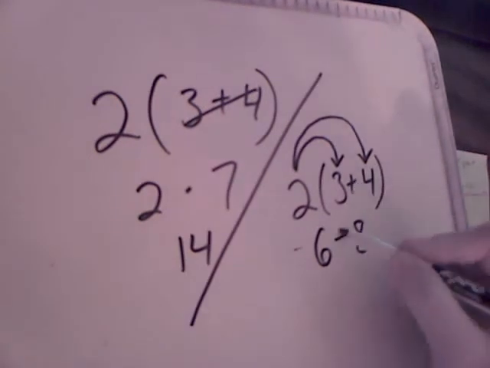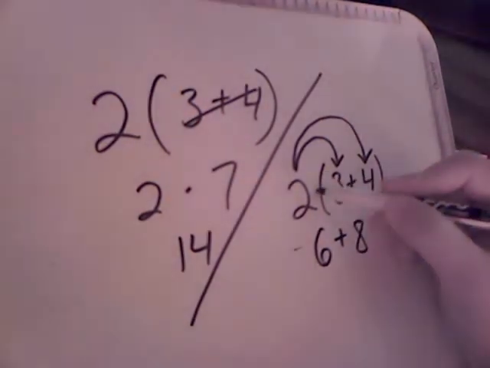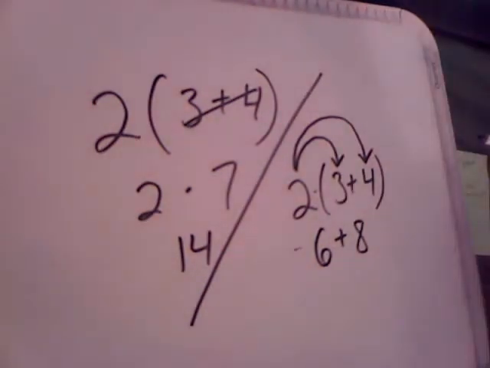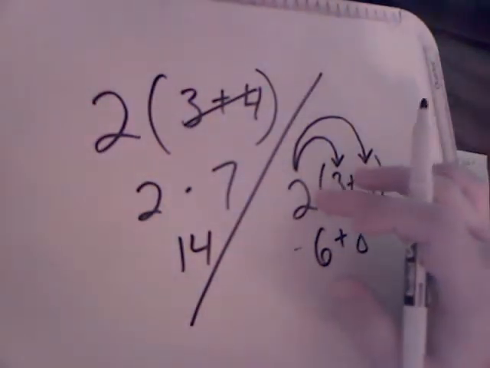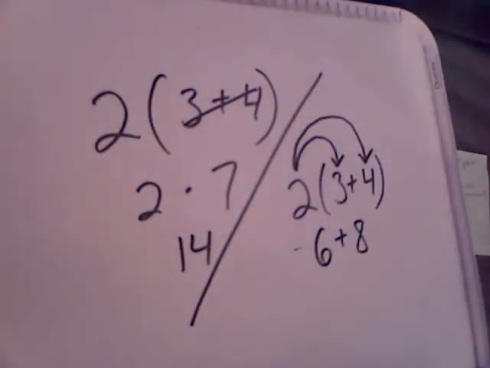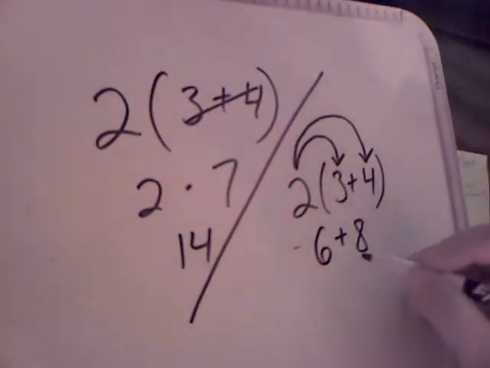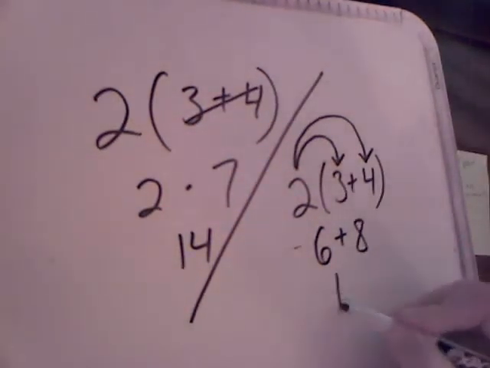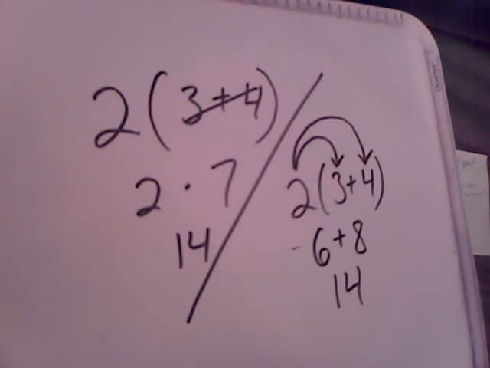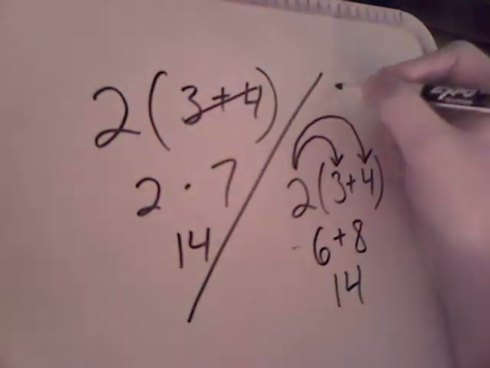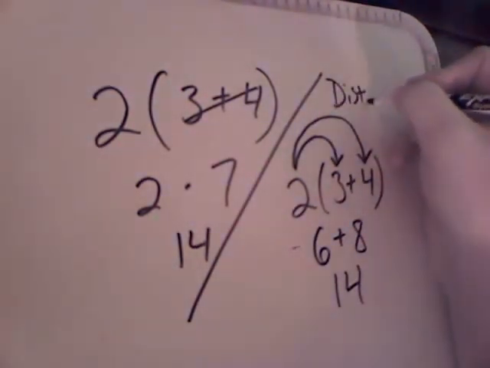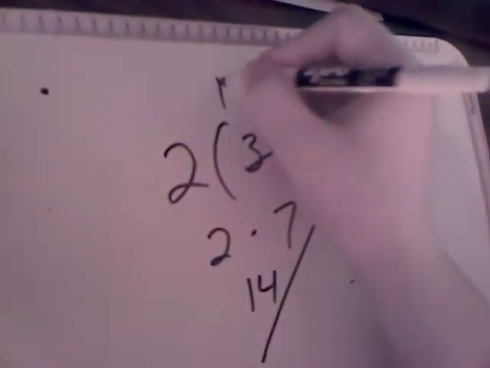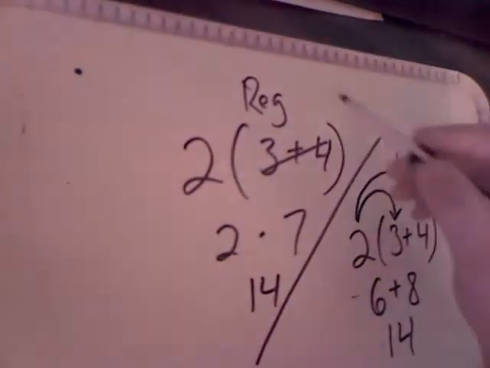Keep that addition sign, and you're multiplying this because there's actually an invisible multiplication sign in here, because no sign means multiplication. So when you do that, 6 plus 8 is 14. Two different ways. This is the way with the distributive property, and this is the regular way.